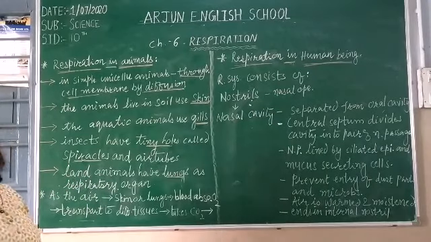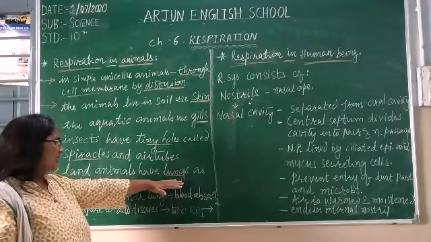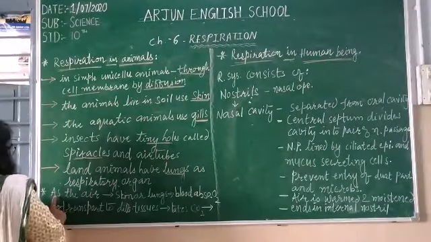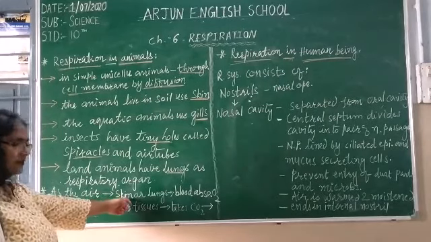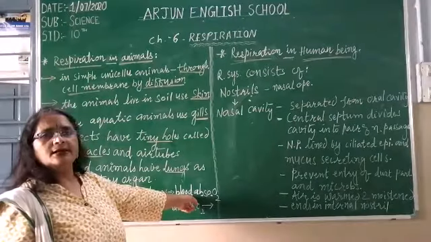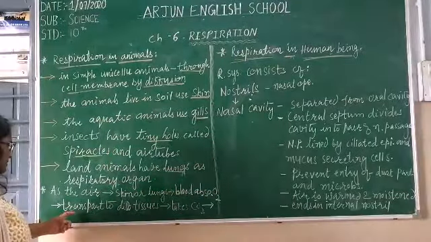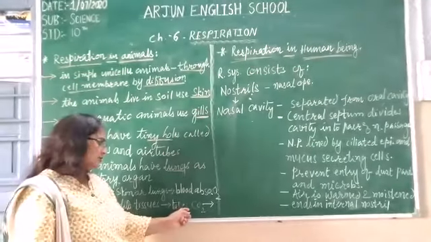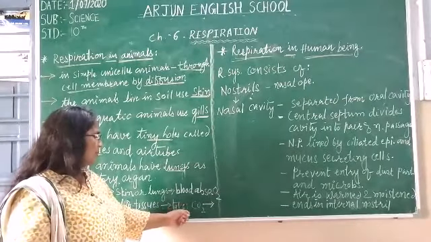Then land animals, almost all human beings and all carnivorous and herbivorous animals, have lungs as their respiratory organ. Now what actually happens? The air reaches the lungs. The lungs are provided with lots of blood capillaries which absorb oxygen and transport this oxygen to the different tissues of the organism. It gives oxygen to the tissue and takes carbon dioxide back from the tissue.